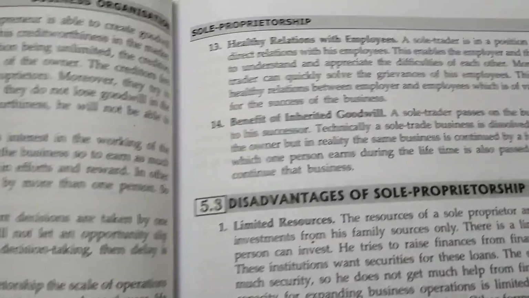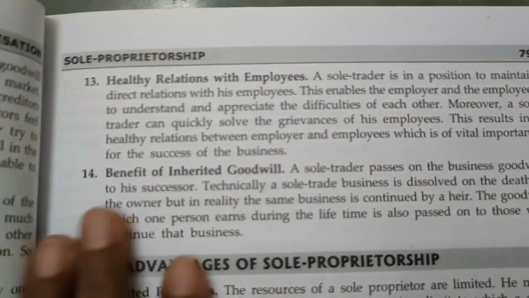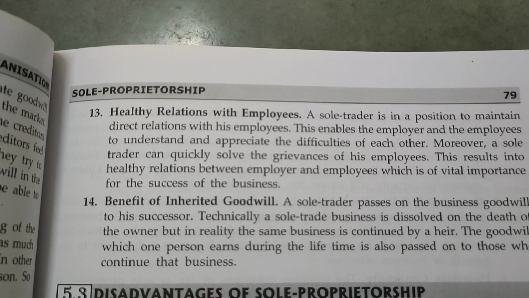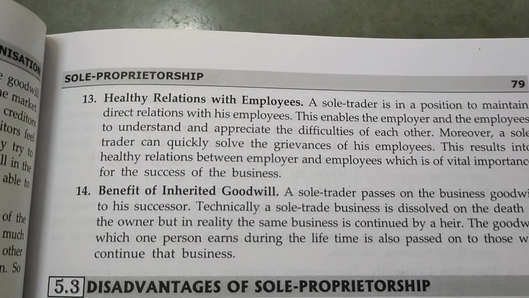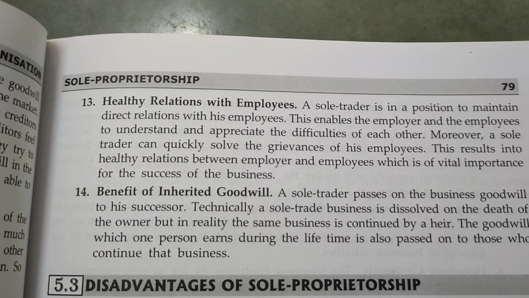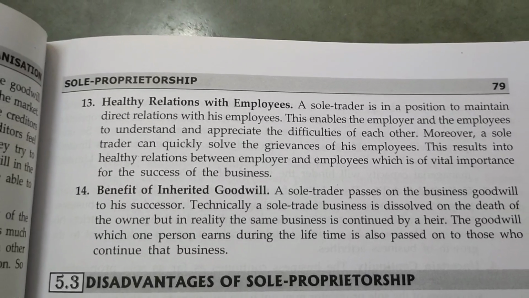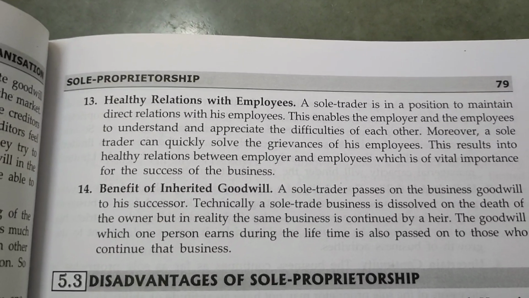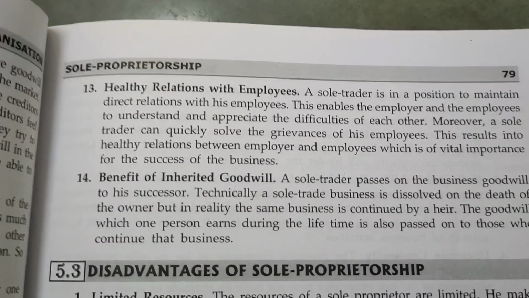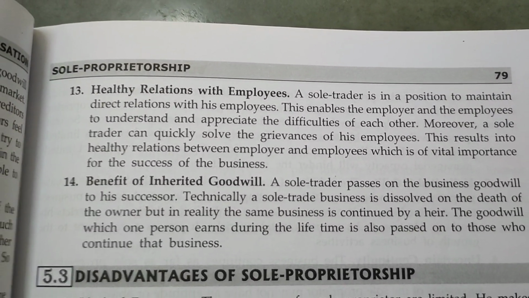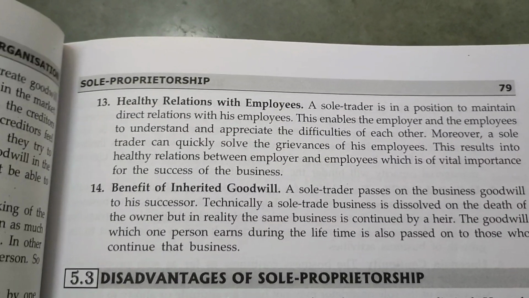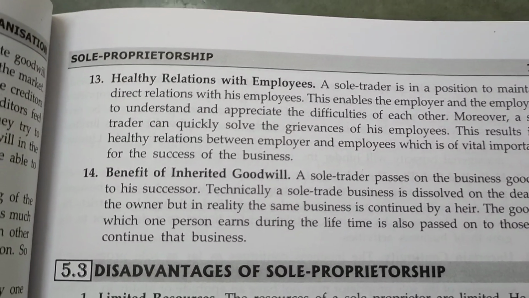Next one, healthy relations with employees. Healthy relationships with employees means a sole trader is the one person in the organization and he will control the organization. He will have direct relations with the employees. He can understand the difficulties of the employees, and he can solve their problems. If an employer has a direct relationship with the employees, automatically he will motivate his employees and make them work efficiently in the organization.